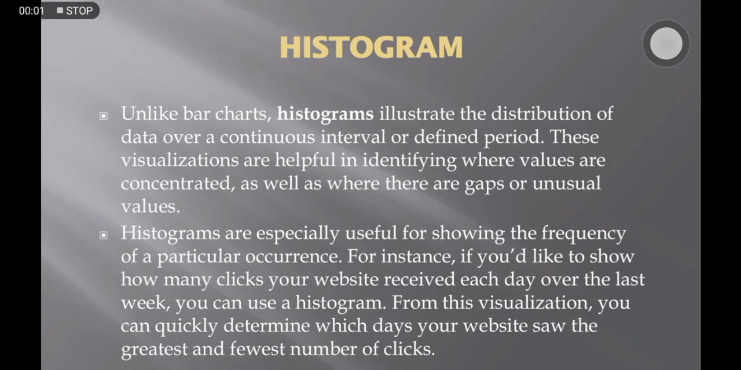Now, histograms. Unlike bar charts, histograms illustrate the distribution of data over a continuous interval or defined period. These visualizations are helpful in identifying where values are concentrated, as well as where there are gaps or unusual values. Histograms are especially useful for showing the frequency of a particular occurrence. For instance, if you'd like to show how many clicks your website received each day over the last week, you can use a histogram. From this visualization, you can quickly determine which days your website saw the greatest and fewest number of clicks.